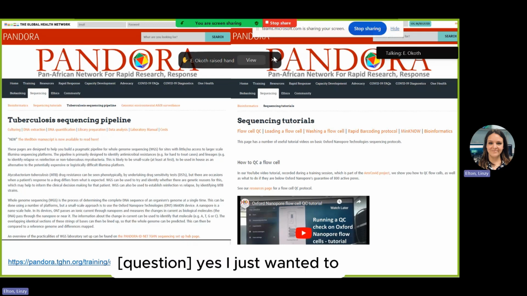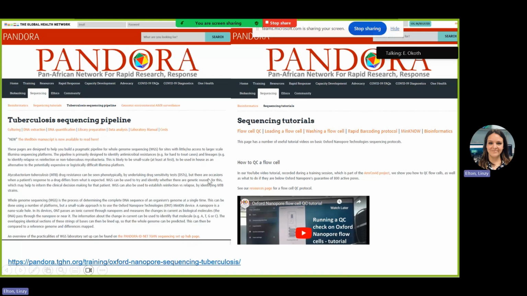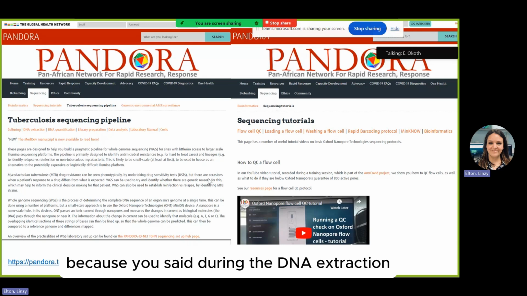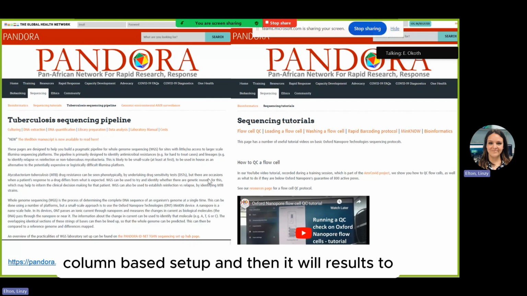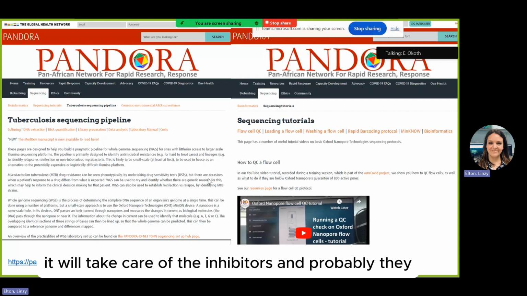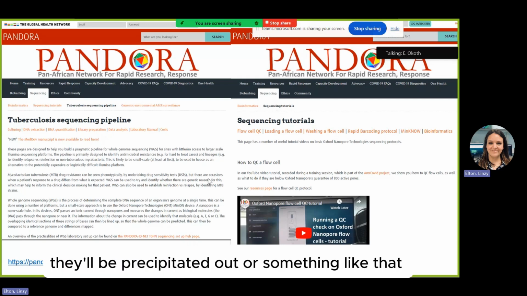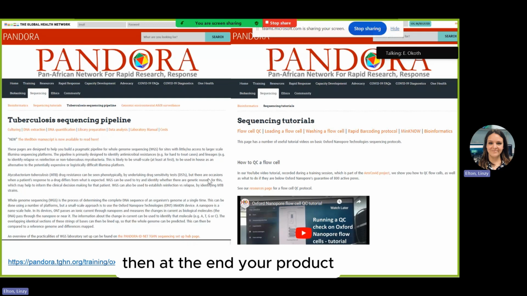Yes, I just wanted to ask a question. You said that during the DNA extraction, you use the column-based setup, and then it will take care of the inhibitors, and probably you said they'll be precipitated out or something like that. Then at the end, your DNA product will be of high molecular weight, right?